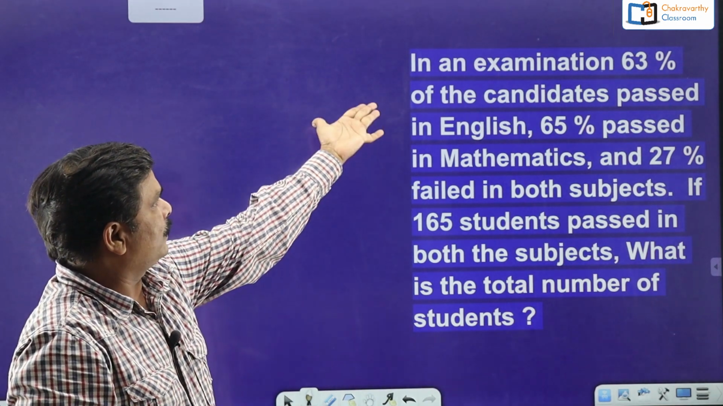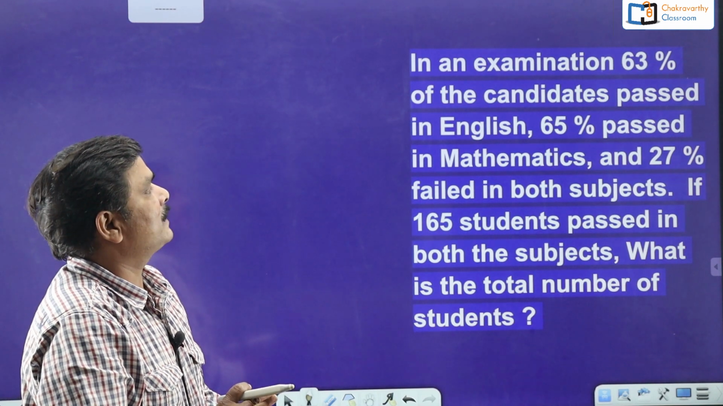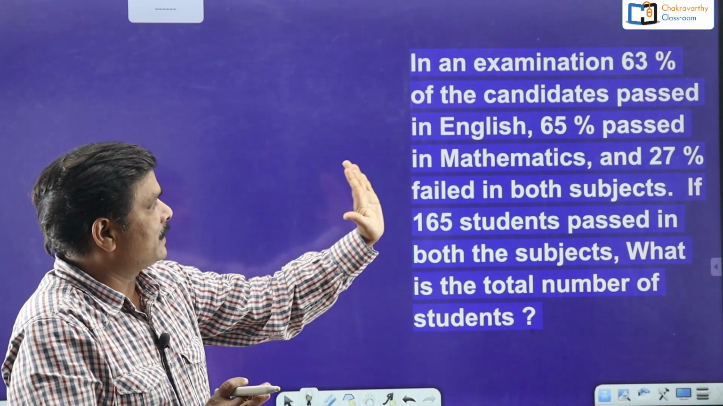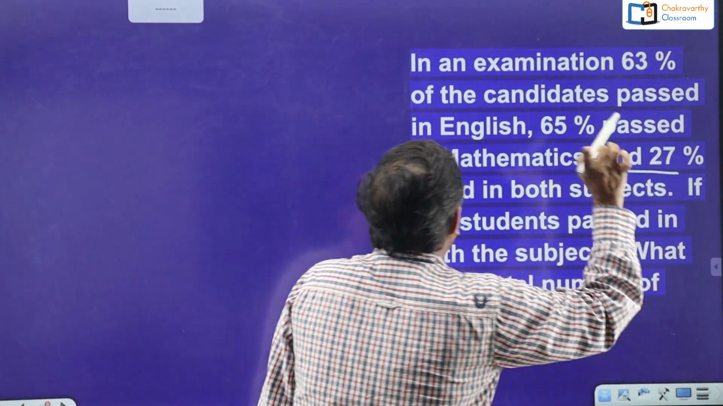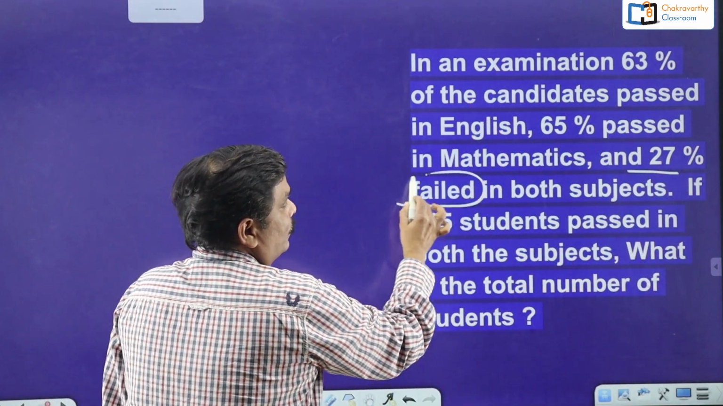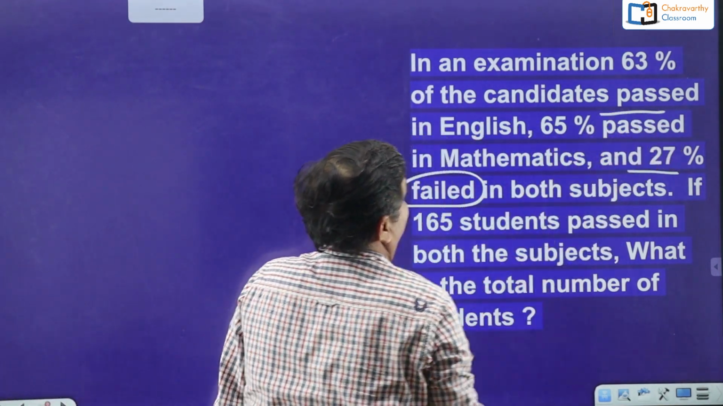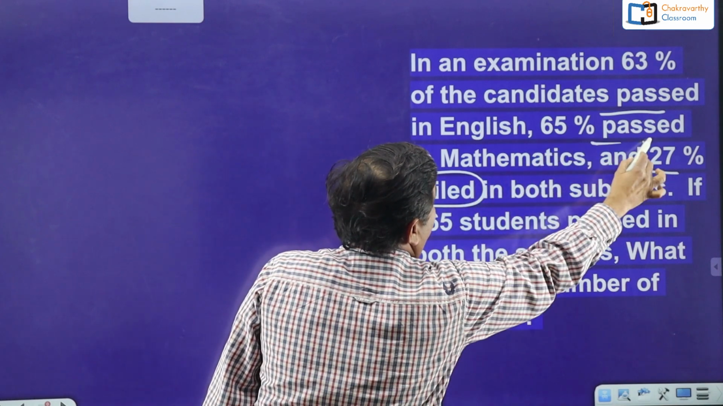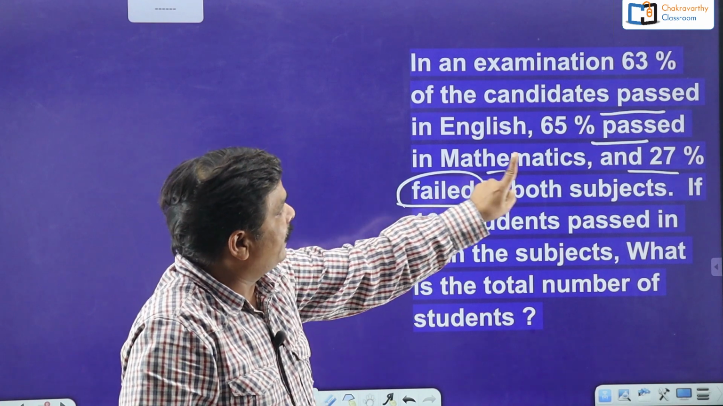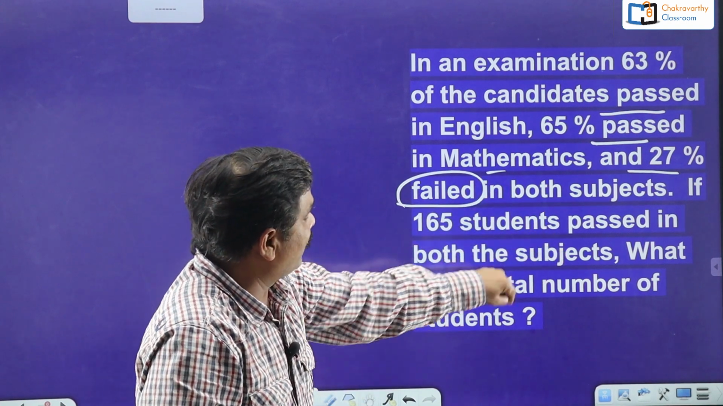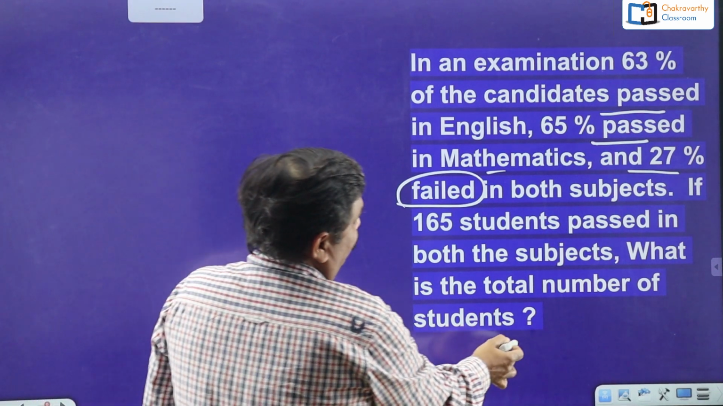You try to solve this question as they have given. In an examination, 63% of the candidates passed in English, 65% passed in mathematics, and 27% failed. Now observe the difference here. 63% passed in English, 65% passed in mathematics, but 27% failed in both the subjects. Then if 165 students passed in both the subjects, what is the total number of students?